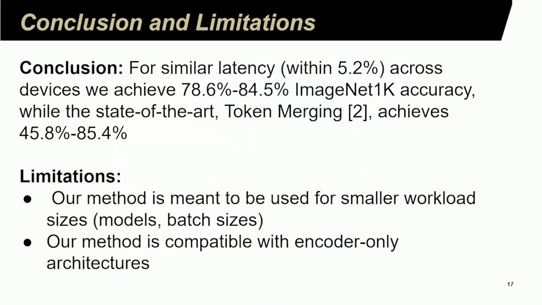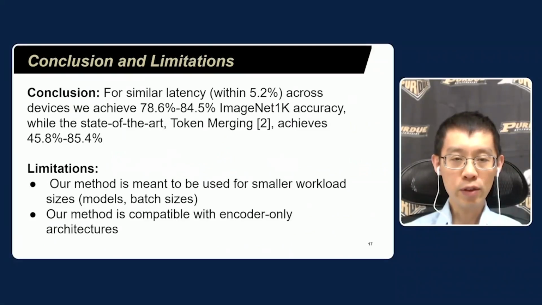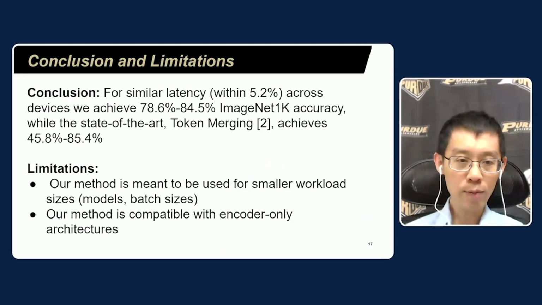So in conclusion, for similar latency, we can achieve better accuracy. For better latency, we can still achieve pretty high accuracy. To understand our method, it has some limitations. Our method is designed for small workload size because we designed it for edge devices. And our method is also compatible with decoder-only architectures.